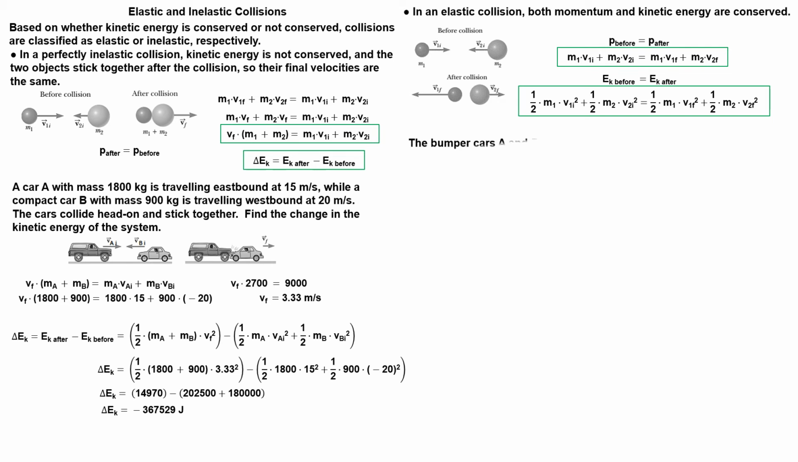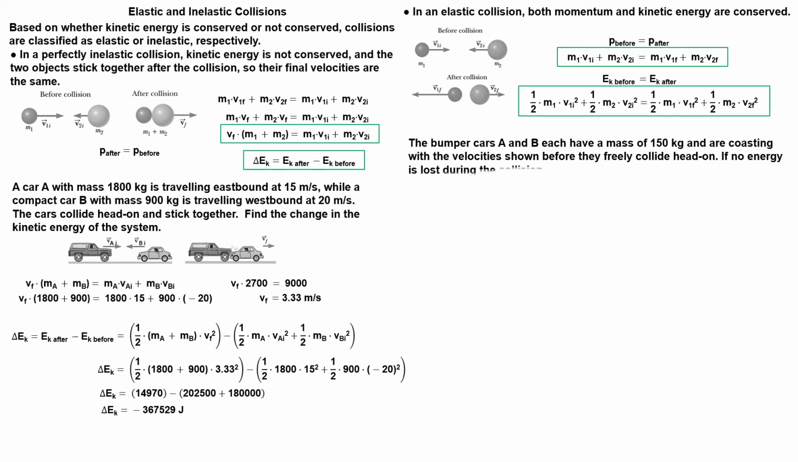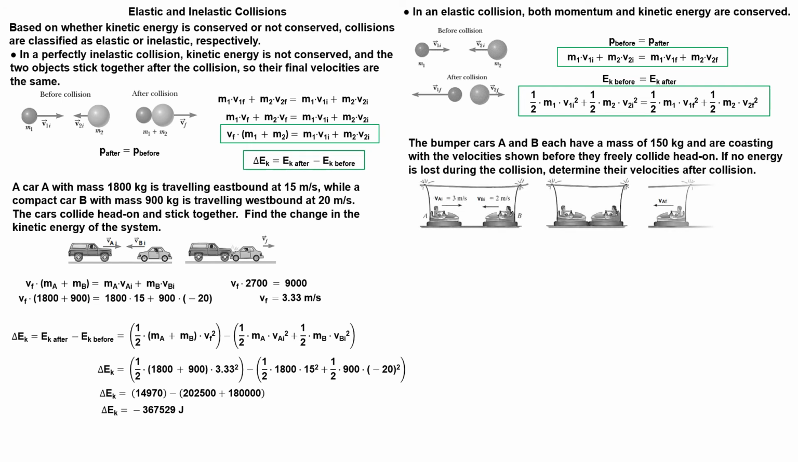The bumper cars A and B each have a mass of 150 kilograms and are coasting with the velocities shown before they freely collide head-on. If no energy is lost during the collision, determine their velocities after collision. If the collision is elastic, then momentum and kinetic energy are both conserved.